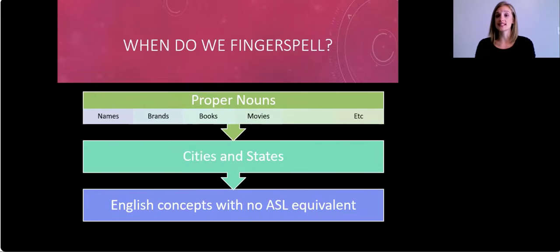Also for our cities and states, while some of our cities and states do have a sign, we are going to fingerspell them first and then give the sign because our signs can be regional. So here in Orlando, we will learn the sign for Orlando, we'll learn the sign for Florida, but if I'm meeting someone that lives across the country and I just sign this word to them, they may not recognize what that place is. So you want to fingerspell it clearly first and then give the sign.